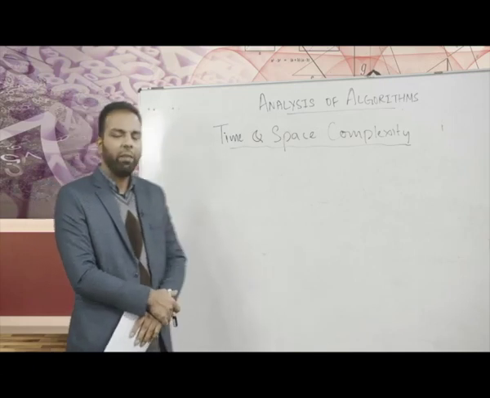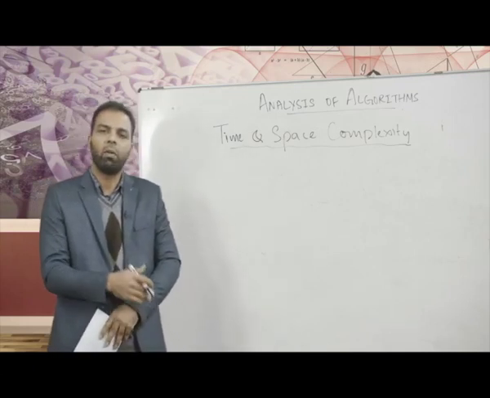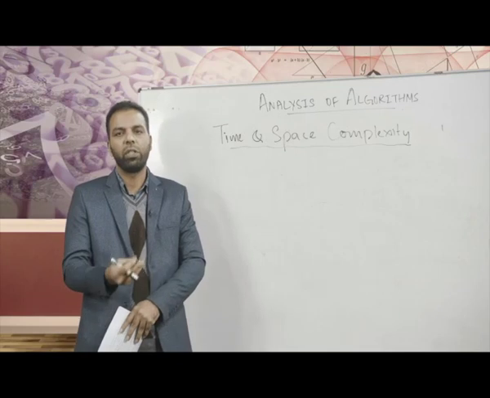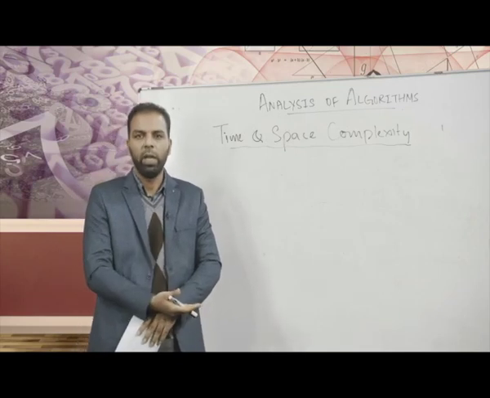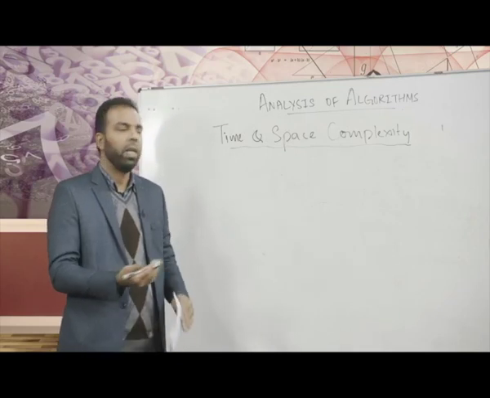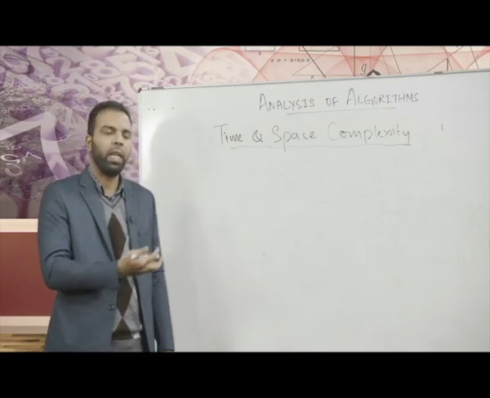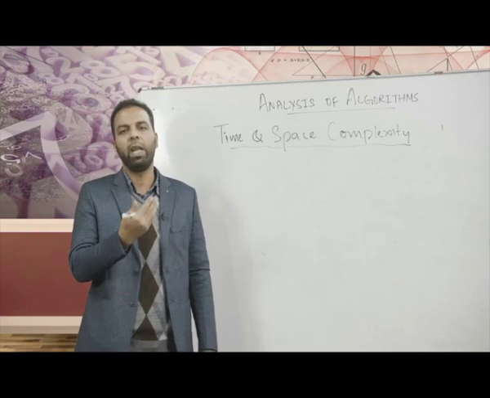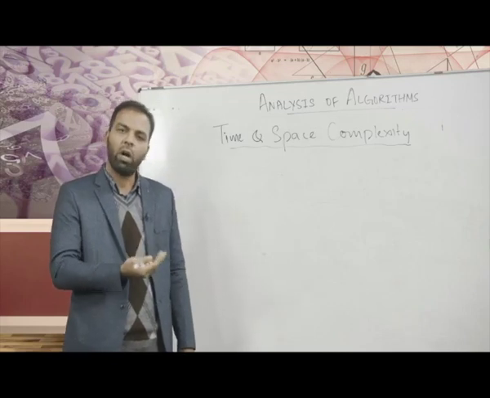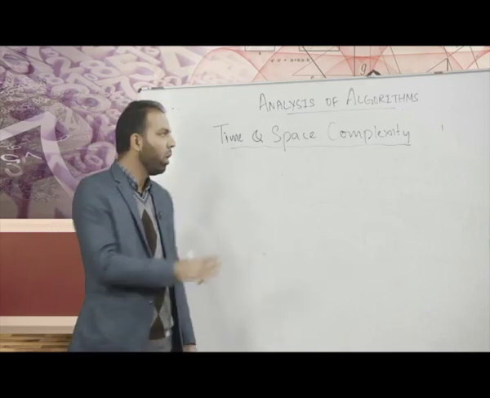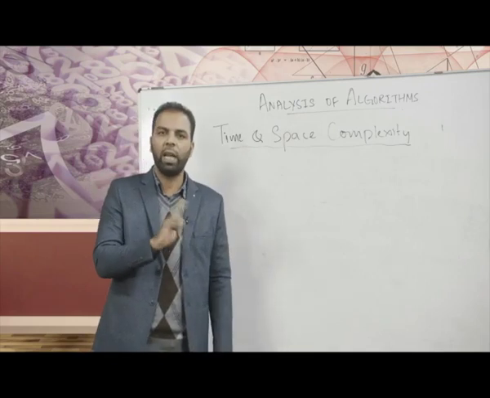So if we formally define time complexity, it is the amount of time that your algorithm takes as a function of the length of input. Now the parameter here is your length of input, and space complexity will be defined as the amount of space or memory that will be taken by your algorithm as a function of length of input again. So in both the cases we are taking the length of input.